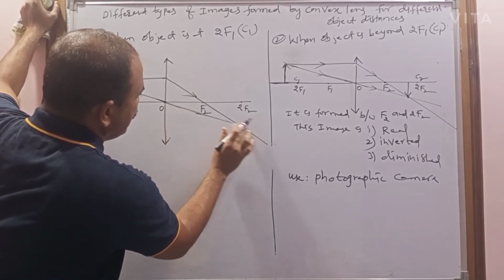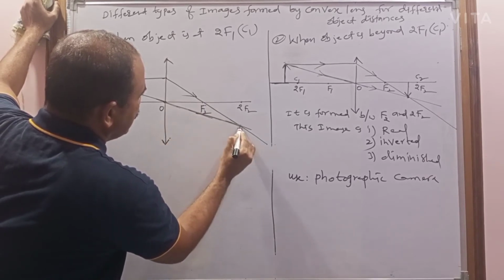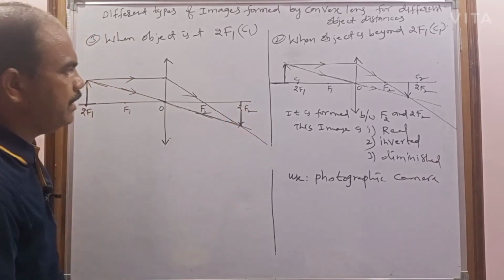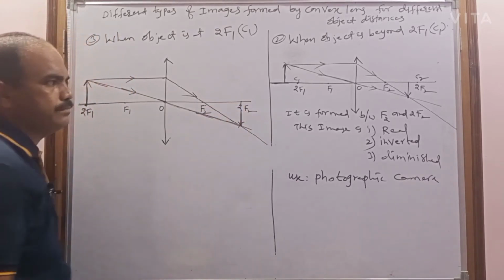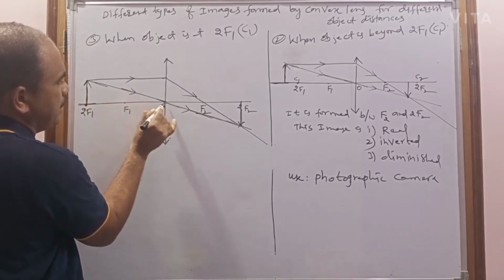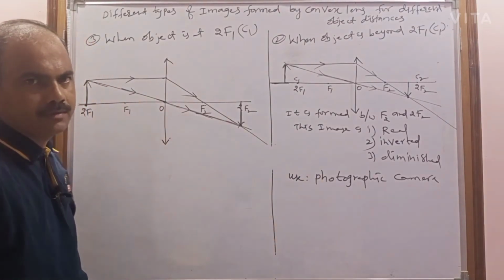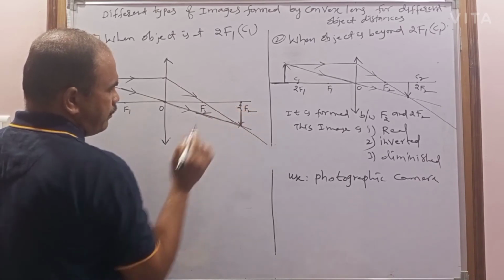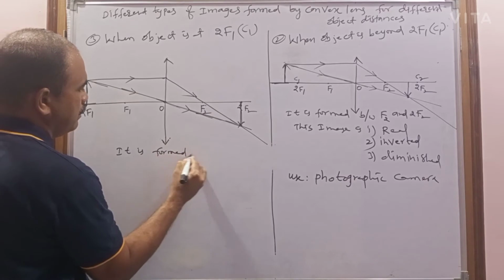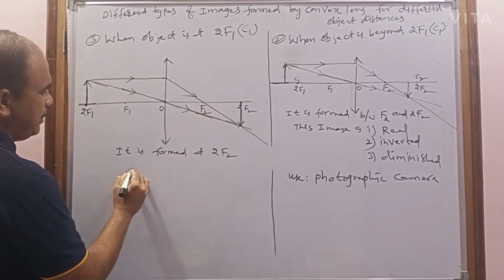Now where is the image formed? This is the image formed, at 2f2. This is the refracted ray corresponding to the incident ray passing through the optic center; it will continue along the same path. So the image is formed at 2f2.